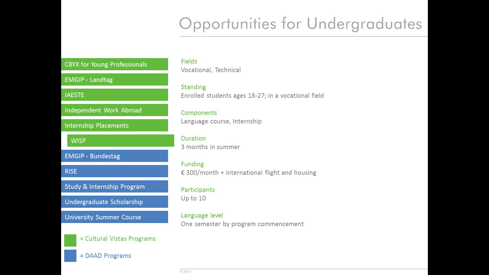In the past, the program was open only to community college students, but now any enrolled student is eligible to apply as long as the student is between the ages of 18 and 27 and studying something that can be considered a vocational field. The components of the program are a language course to help prepare the students for the immersive internship, and then an internship after about the month-long language course. It's 3 months during the summertime, and that's so that it can fit within the off time for most students in higher ed institutions across the states.